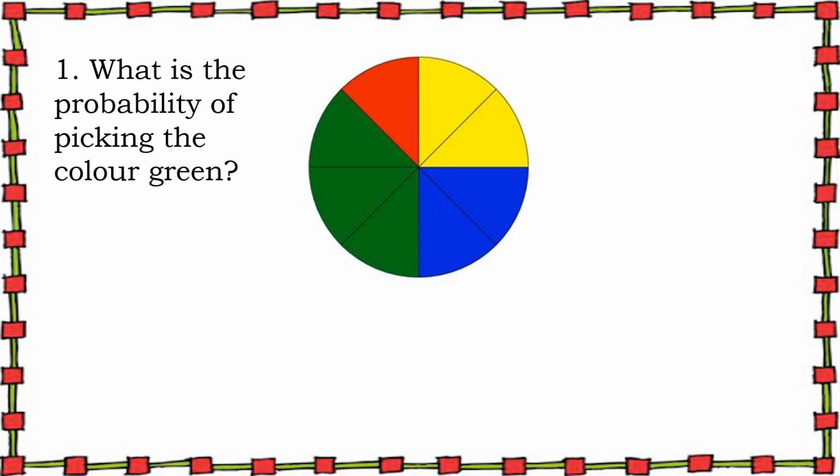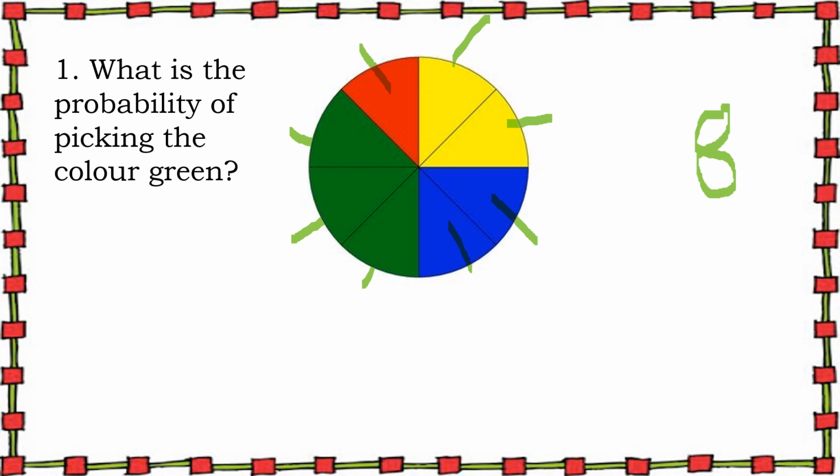Here we have a spinner and it says, what is the probability of picking the color green? So we have green again. The same thing applies. We have to figure out how many spaces are on the spinner. That's what we have to count. So let's count. 1, 2, 3, 4, 5, 6, 7, 8. So in this spinner, we have 8 spaces in total. So we're going to put that number there so that we can remember.